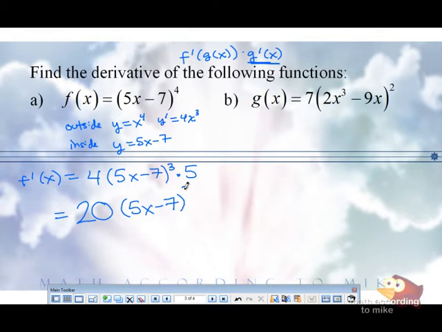Can I distribute the 20 through the quantity 5x minus 7? No. Why? Because Aunt Sally would beat us down hardcore, because exponents, the 3, come before multiplication, the 20. So leave it alone, and it'll come home. There you go. Oh, that's nice.